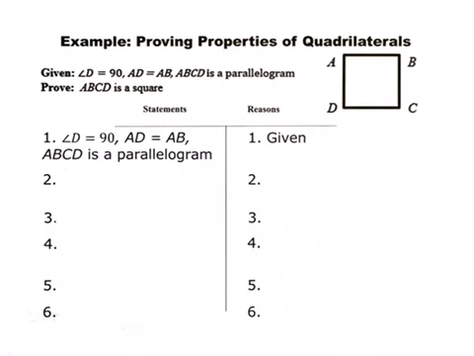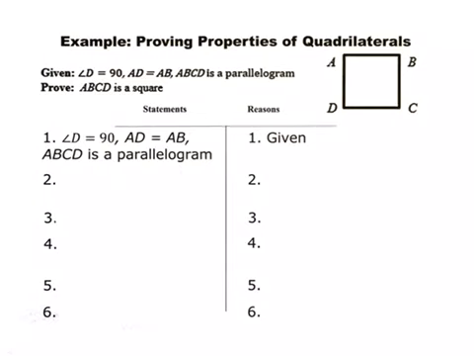In the next one, they tell us angle D is 90, AD is equal to AB, and ABCD is a parallelogram. And they want us this time to prove that we're dealing with a square. So chances are we're going to have to prove rhombus and rectangle all in the same proof before we get to the square. So first step, we start off with the given.